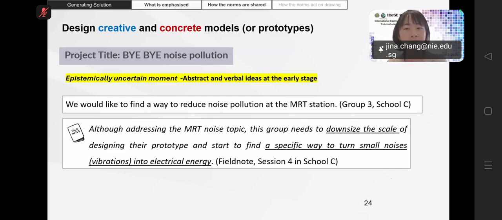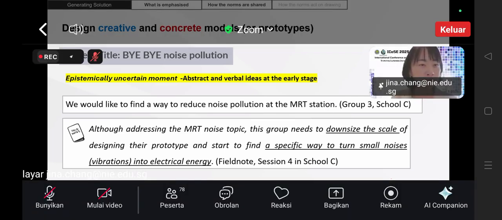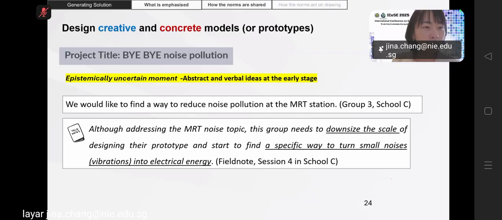Their project was explained in verbal way like this. So although we would like to find a way to reduce noise pollution at the MRT station, it is not concrete, right? Verbally explained. So this group didn't know what steps.